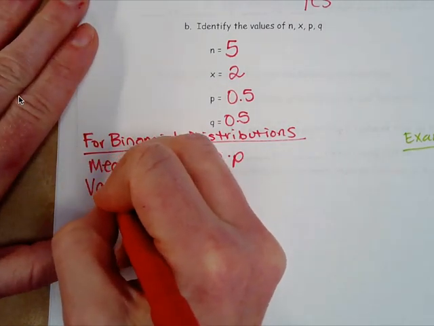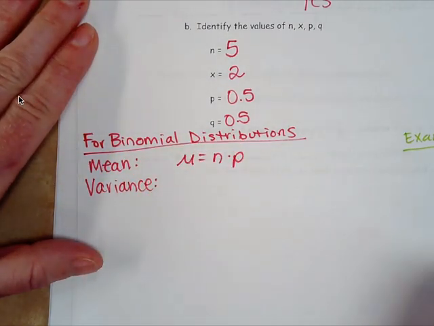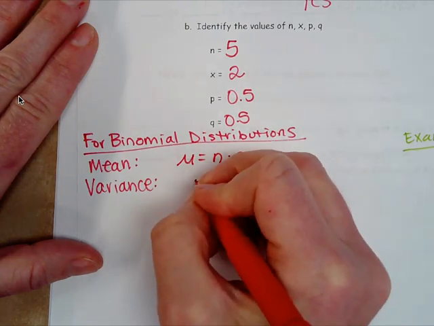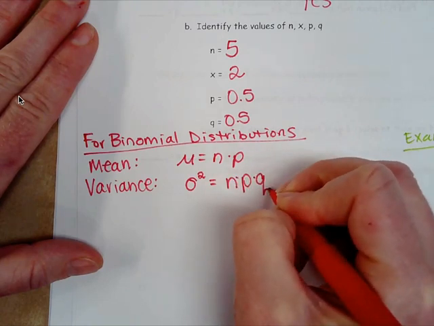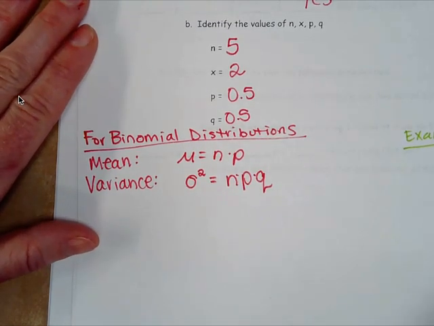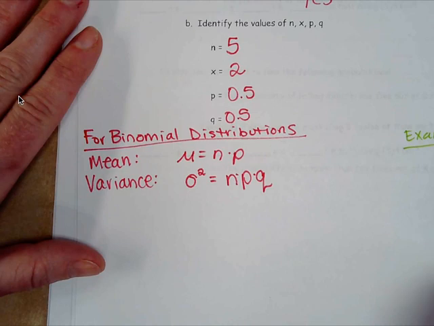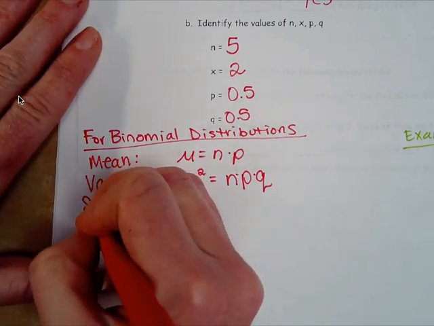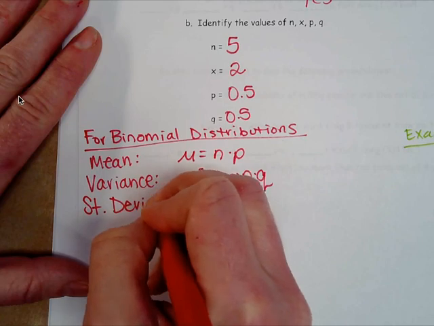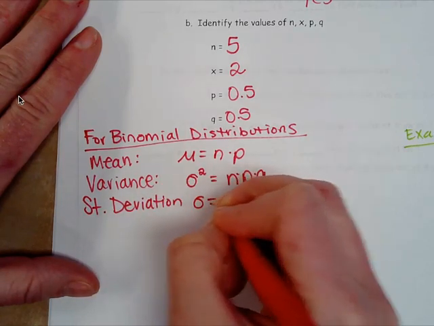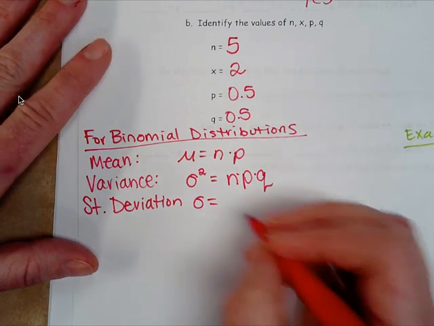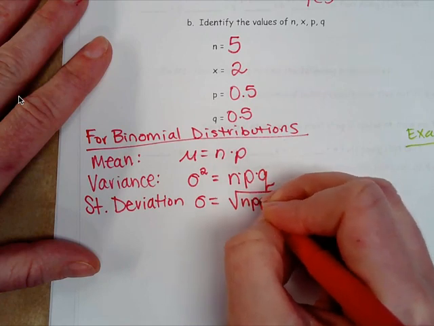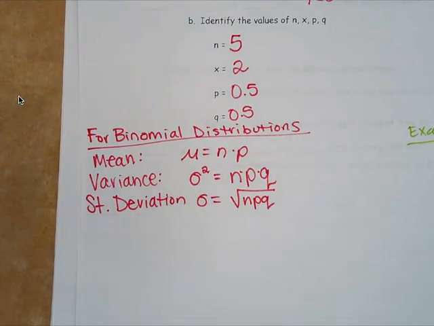Your variance will be the next thing you can find using the n, x, p, and q. This is sigma squared. It's found by doing n times p times q. And then your standard deviation, I'm going to abbreviate it, is just sigma. You can find that by taking the square root of n times p times q. Square root of your variance.